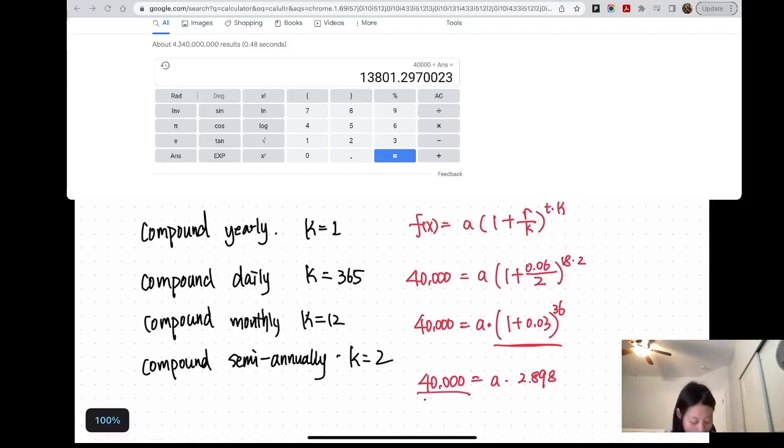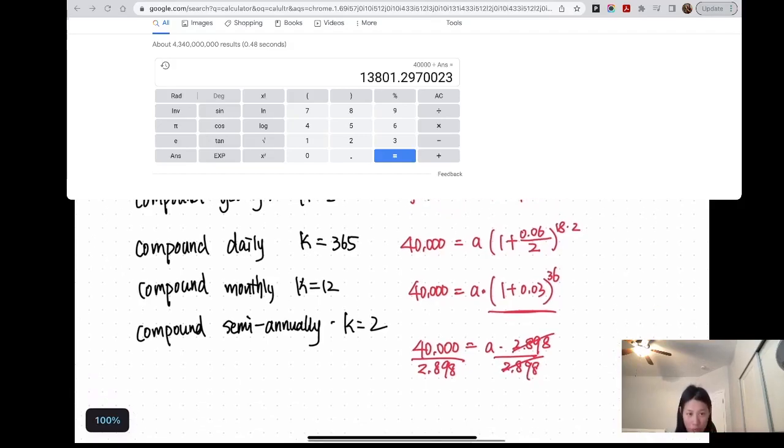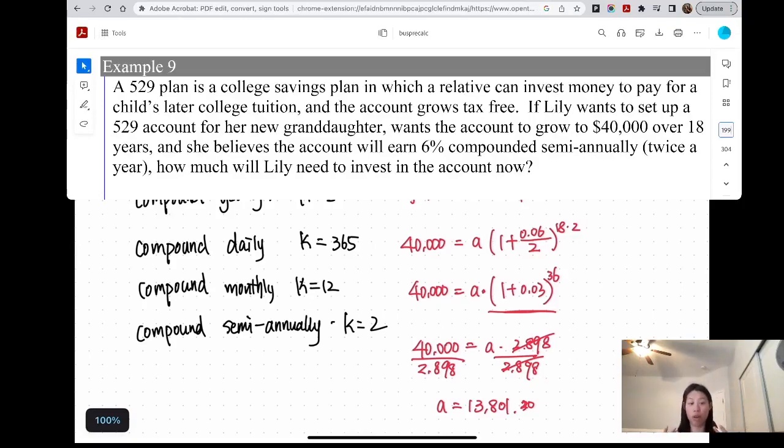Because after this, we want to divide it by 2.898 on both sides, so we will have our A, which is $13,801.13. That's how much money Nini needs to invest right now if she wants the account to grow to 14,000 over 18 years.